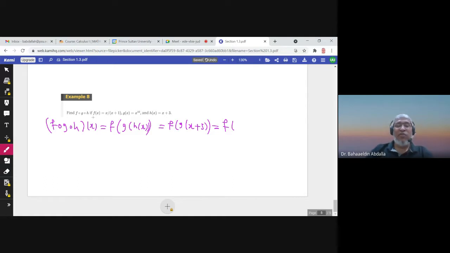I need the definition of G. This is the definition of G. It's x to the power 10. So I replace x by x plus 3. So it's x plus 3 to the power 10. And now I need to find f of this. How? I go to f, this is f, and I replace x by x plus 3 to the power 10. So I have x over x plus 1, and I replace x by x plus 3 to the power 10, and plus 1.